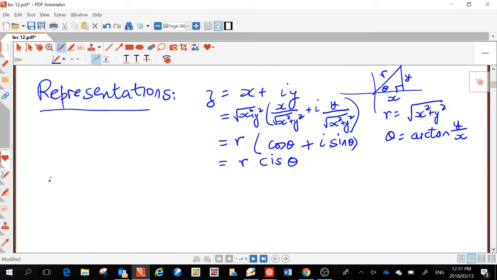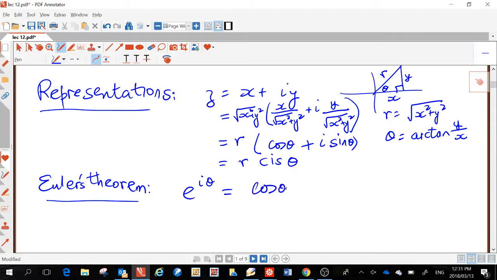And then Euler discovered a famous theorem, Euler's theorem. e to the i theta equals cos theta plus i sine theta. That's the famous Euler's theorem. How do you prove the theorem? How do you know it's true? Anyone think of a method of proving this?